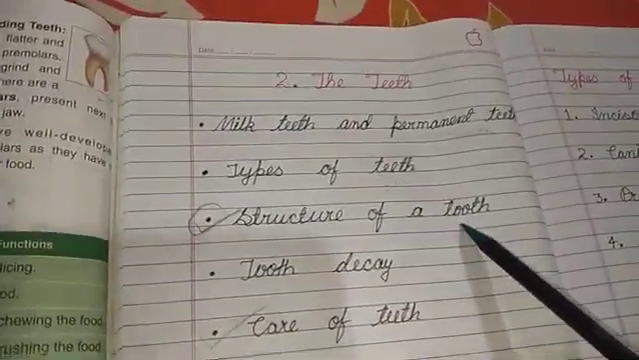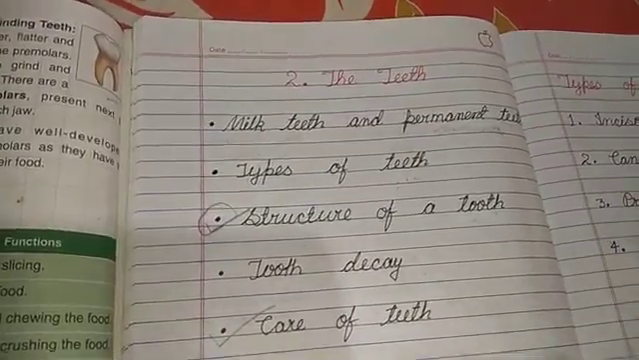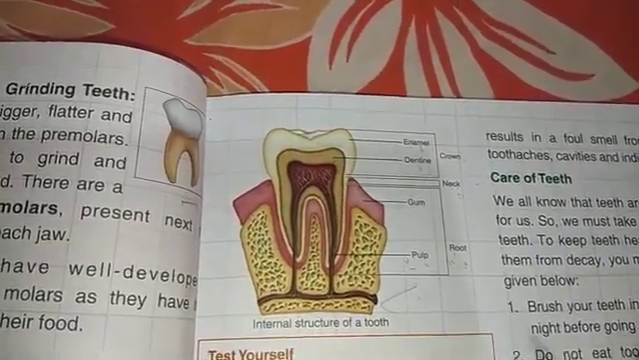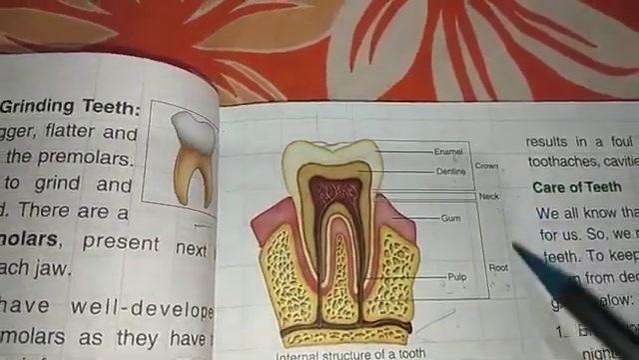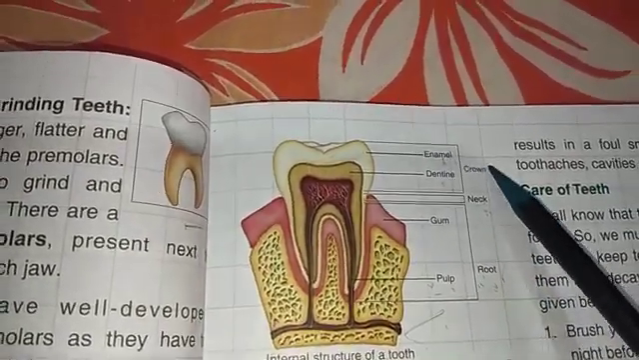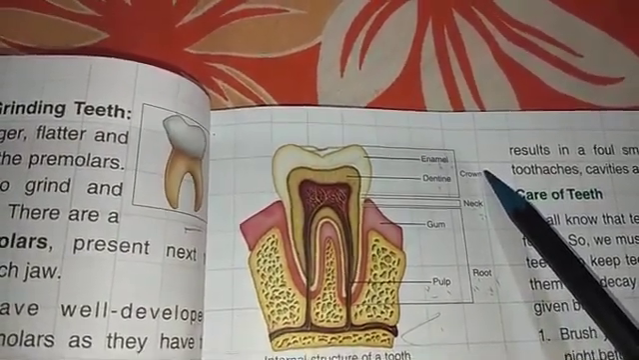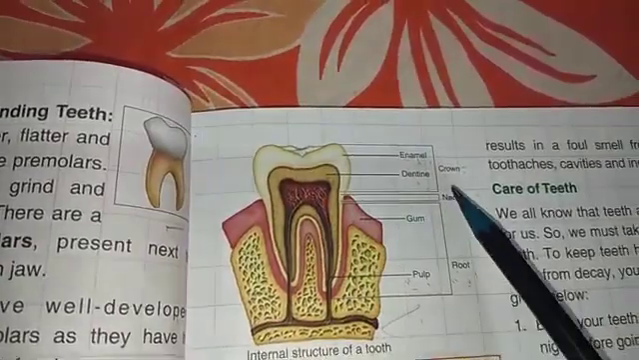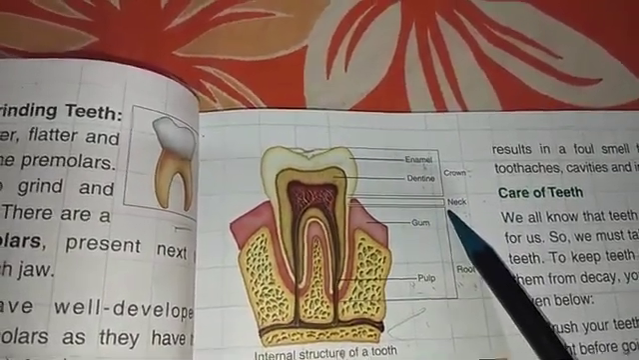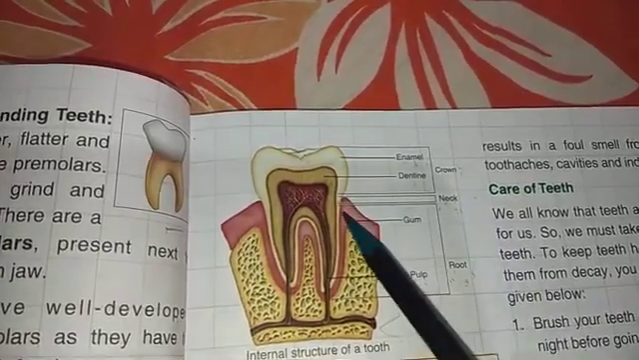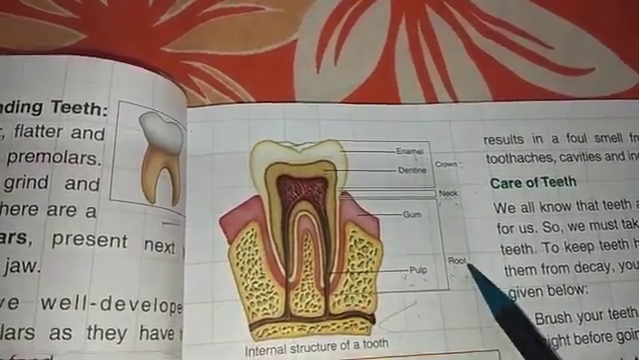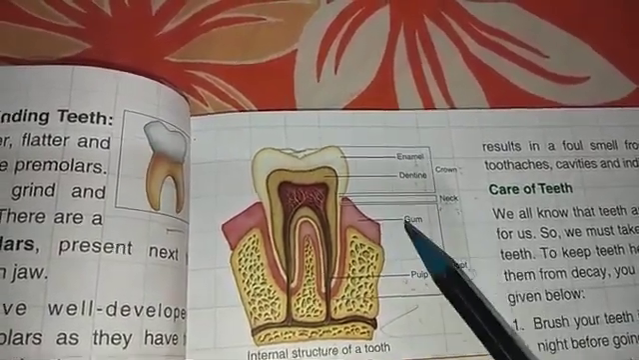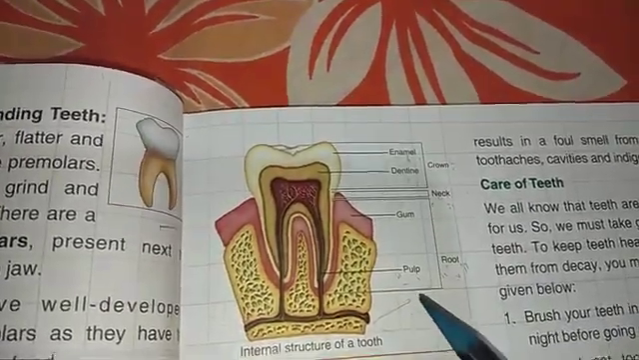Structure of a tooth. We have different types of teeth, but all of them have the same structure. Each tooth has three main parts: crown, neck and root. Crown is the part of the tooth which is visible and above the gum. Neck lies just below the crown. Root is the part which is present inside the gum. Gums hold the teeth tightly in their places.